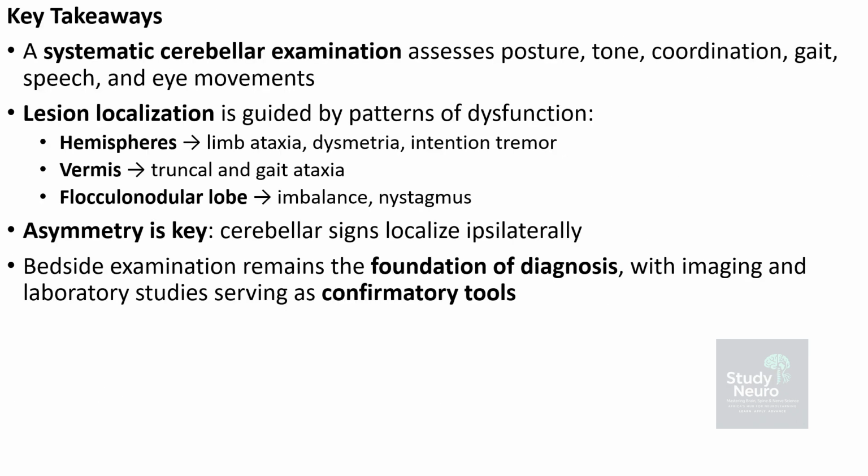A careful cerebellar examination relies on a structured approach that evaluates posture, muscle tone, coordination, gait, speech, and eye movements as a single integrated system. Interpreting the findings is not about isolated signs, but about recognizing patterns that allow accurate localization. Limb incoordination with dysmetria and intention tremor points towards cerebellar hemisphere involvement. Predominant gait and truncal instability suggest vermian dysfunction, while imbalance with nystagmus and abnormal eye movements implicates the flocculonodular lobe.